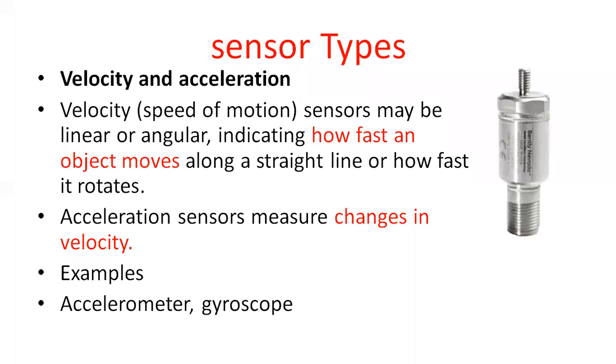An acceleration sensor measures the changes in velocity, the change in value of velocity. For example, the accelerometer and gyroscope. These two are examples of such sensors.